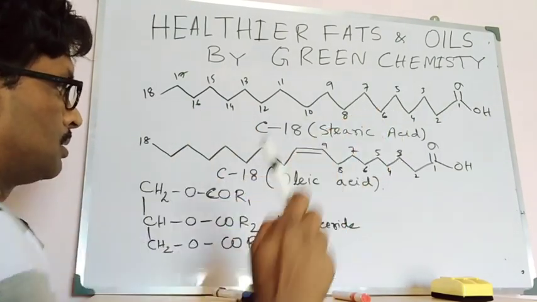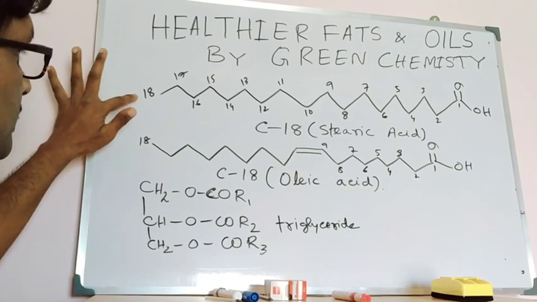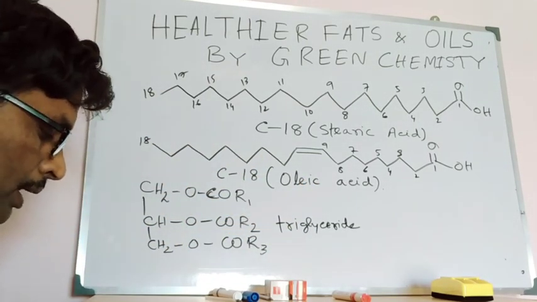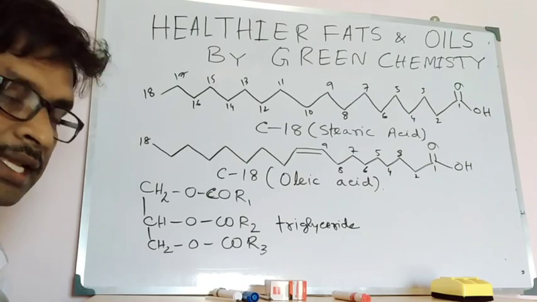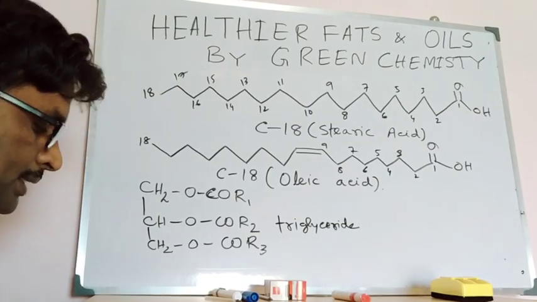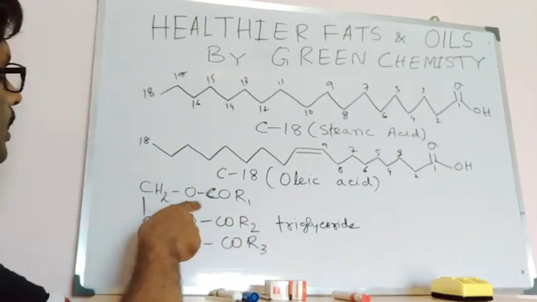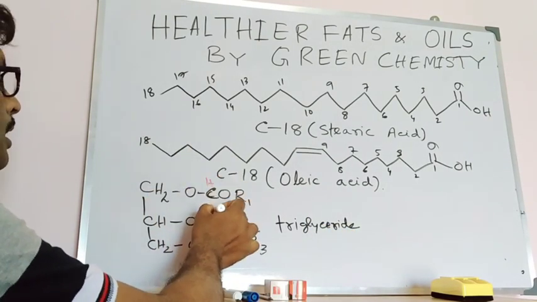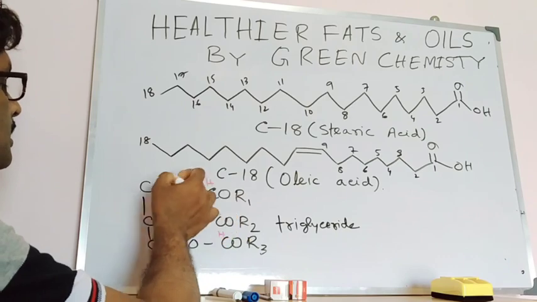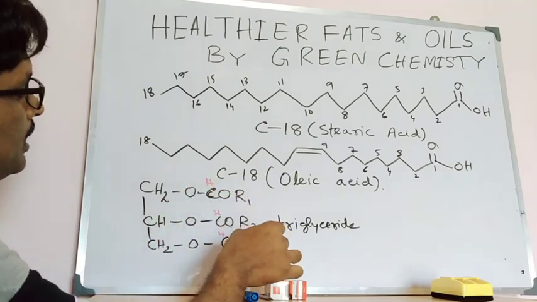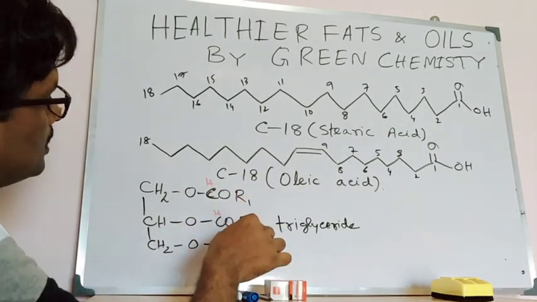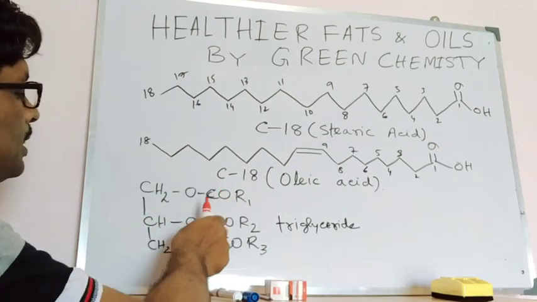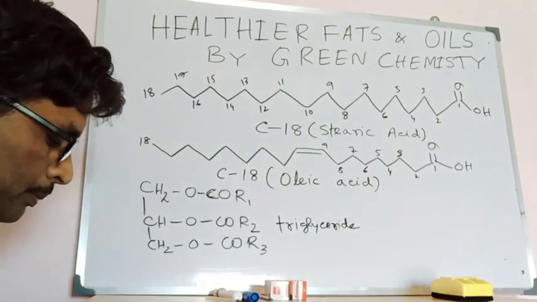The first one is called stearic acid, again a C18 species, and the second one is called oleic acid. Now, what does triglyceride mean? It is a triester of glycerol. If we replace the hydrogens, this is nothing but glycerol. So the triglyceride is the triester of glycerol. The alcohol part is glycerol, and the acid parts are these long chain fatty acids.